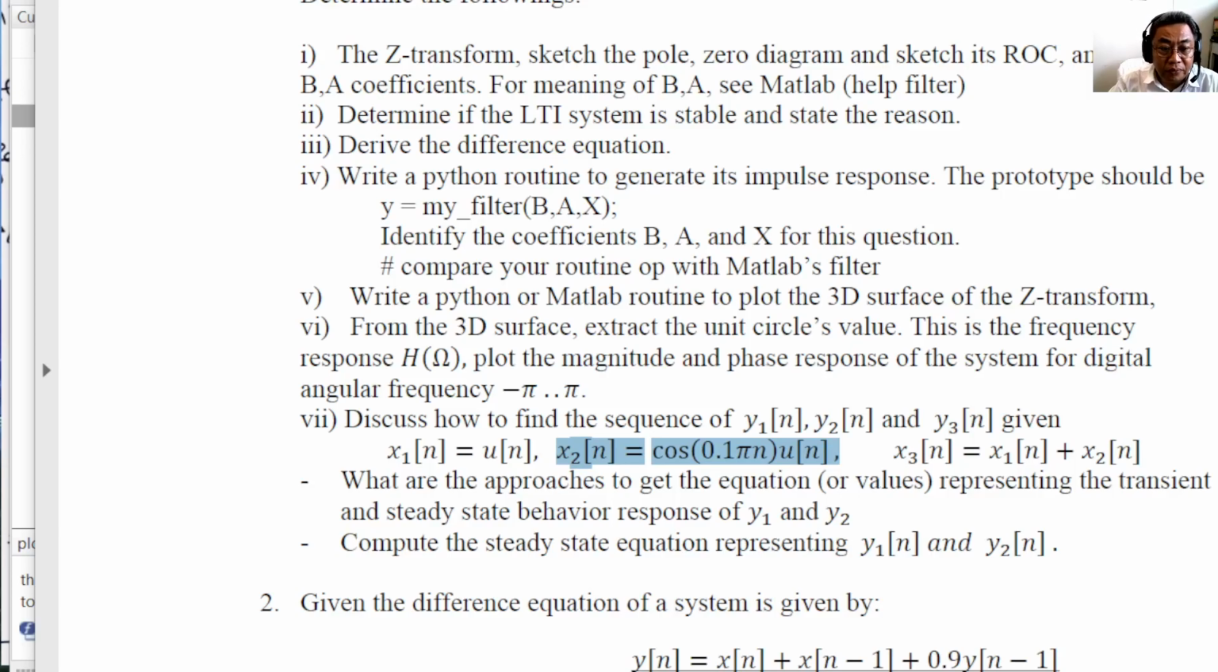Let's continue with this question 1vii using x2 of n equals amplitude 1, but now the omega is changed to 0.1 pi n, and we have a u of n here to say that this is a causal signal. So again, we are asked to find y2 of n for this x2 of n for this system.